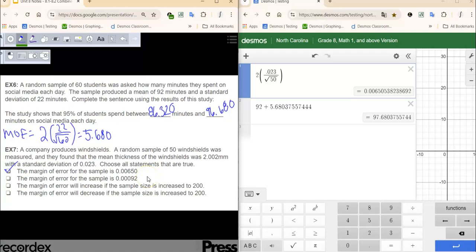But then you have another true statement here. It says the margin of error will increase if the sample size is increased to 200, or the margin of error will decrease if the sample size is increased to 200. So you can just check this pretty easily. Changing that to 200, that is going to be 0.003 instead of 0.006. So our margin of error decreased if our sample size increases. And even without numbers, you should know this is going to happen, because if you have a bigger sample, your margin of error should decrease every time.